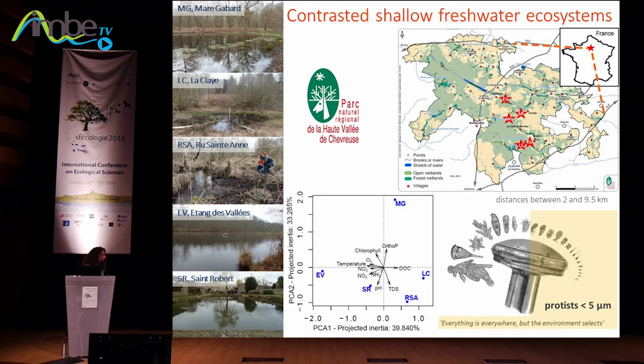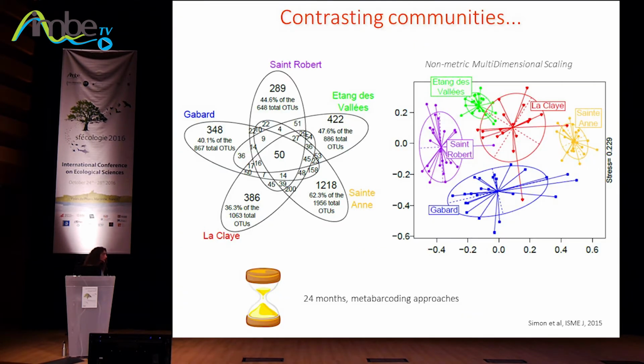And we studied here protists smaller than 5 microns that should behave like bacteria: everything is everywhere, but the environment selects. And these 5 different ecosystems have very different, very contrasted physicochemical features, as you can see there. And actually we carried out molecular surveys over 24 consecutive months using metabarcoding approaches.